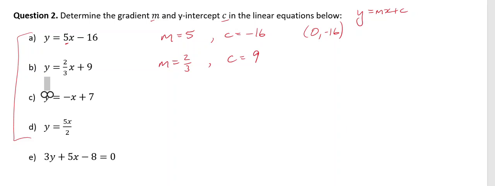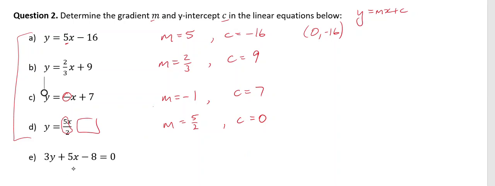For the next one, our m, now when we've got just a minus in front here, it's simply negative 1. Okay, so we don't write the 1 usually, but it's minus 1. Our c is positive 7. Our m for this next one, again, it's the x coefficient, so it's just 5 over 2. And our c for this one is 0, which basically, because there's nothing there, means it's going through the origin.